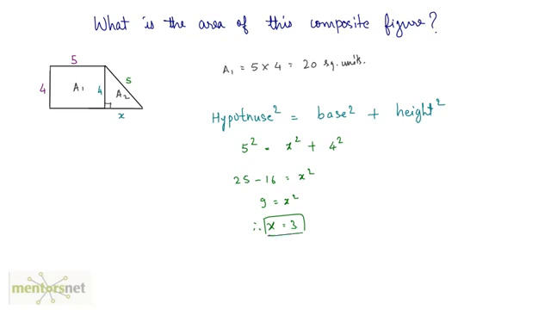We can calculate the area of this triangle. So the area of this triangle is equal to half into base into height. So base is 3 into height is 4. So 2 times 2 is 4. A2 is equal to 3 times 2, which is 6 square units. Now we have to calculate the area of this composite figure. So A is equal to A1 plus A2, and we have A1 as 20 plus A2 as 6, and that's 26 square units.